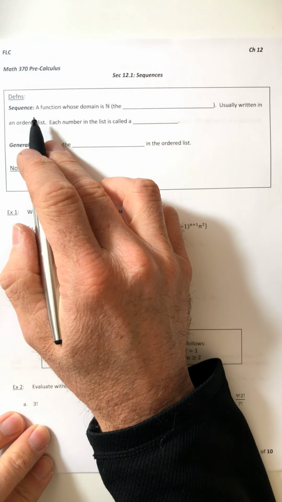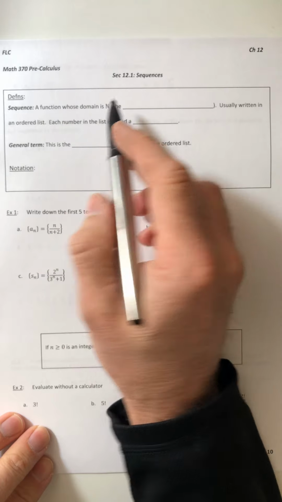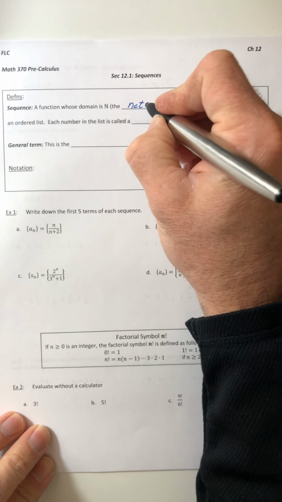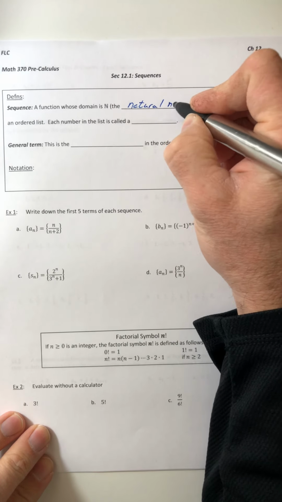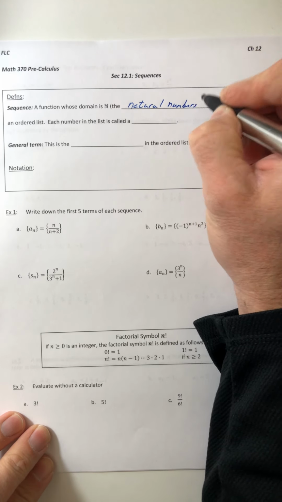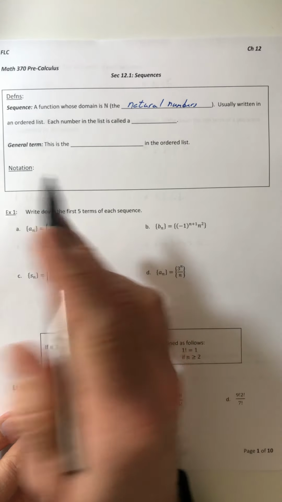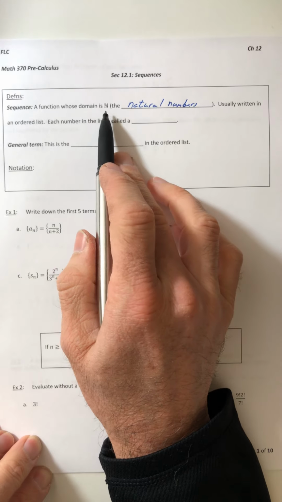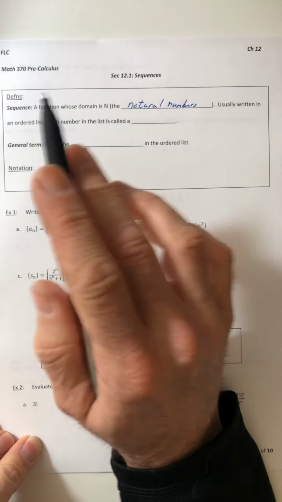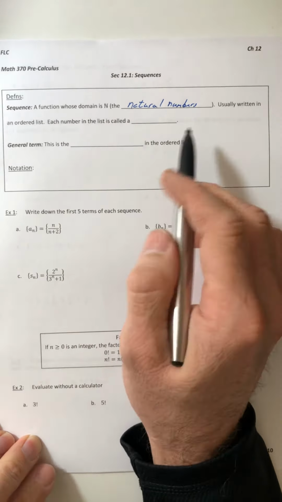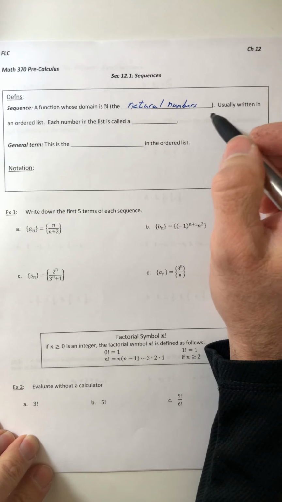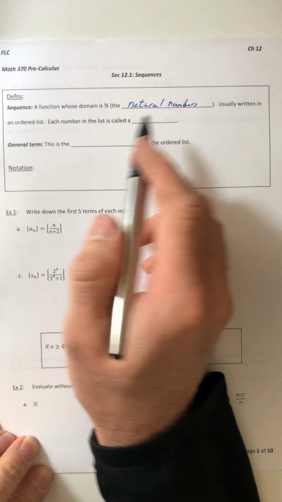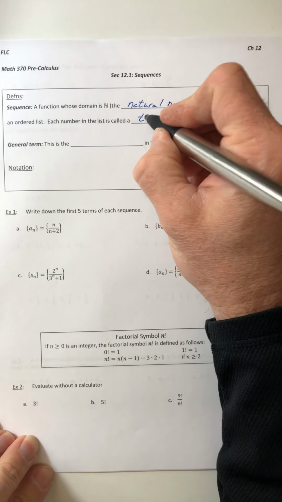So a sequence is a function whose domain is n, or the natural numbers. The natural numbers are the numbers you count with. So it starts with 1, and then 2, 3, 4, 5, 6, 7, 8, 9. So that's the domain. So it's pretty restrictive. So no fractions, no zero, no negatives. It's usually written in an ordered list, and then each number in the list is called a term.